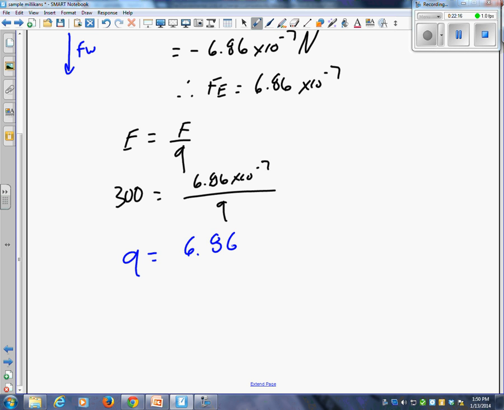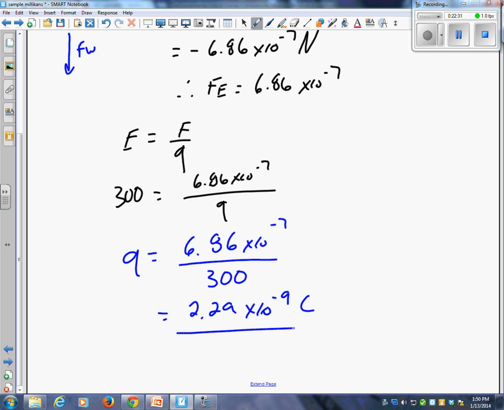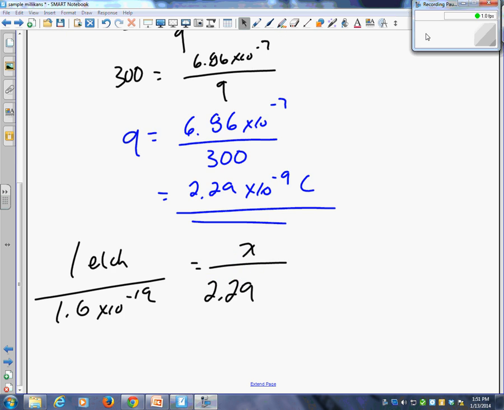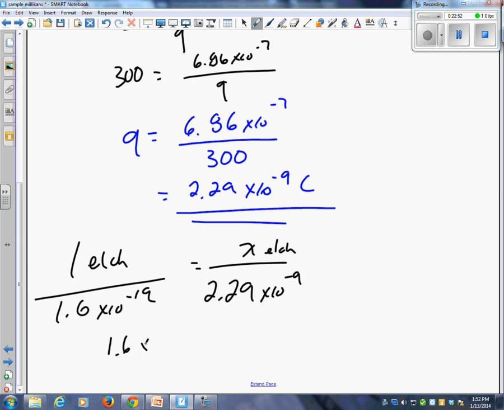So Q is going to be 6.86 times 10 to the minus 7 over 300. And you get 2.29 times 10 to the minus 9 coulombs. One elementary charge is 1.6 times 10 to the minus 19. So how many elementary charges is 2.29 times 10 to the minus 9? Cross multiply. 1.6 times 10 to the minus 19 x is equal to 2.29 times 10 to the minus 9.